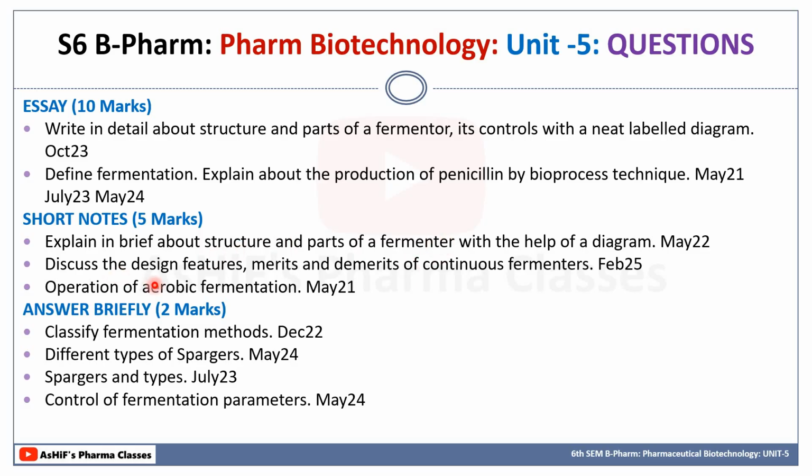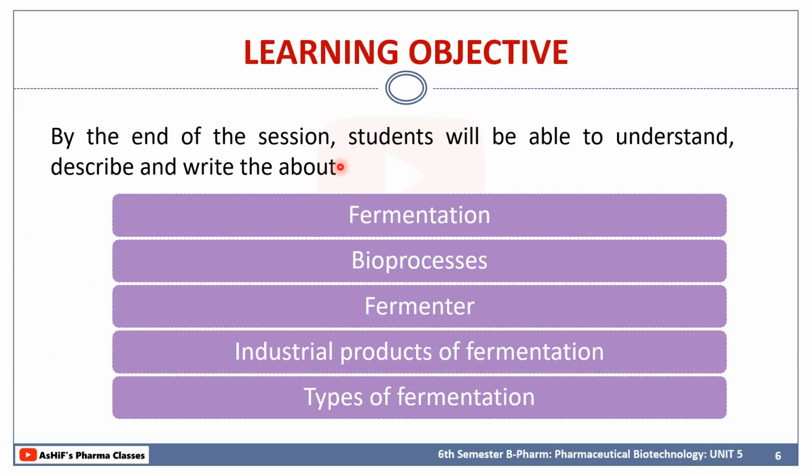and discuss the design features, merits and demerits of continuous fermenters, then operations of aerobic fermentation. Then as a 2 mark question, there are: classify fermentation methods, different types of spargers, and control of fermentation parameters. So these are some of the topics which are usually seen from this area.